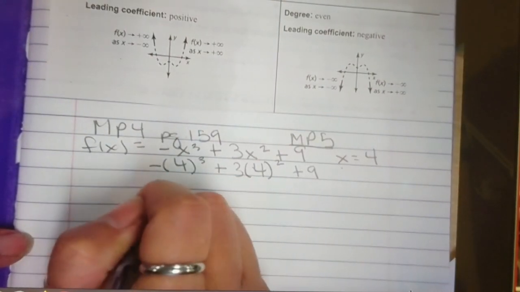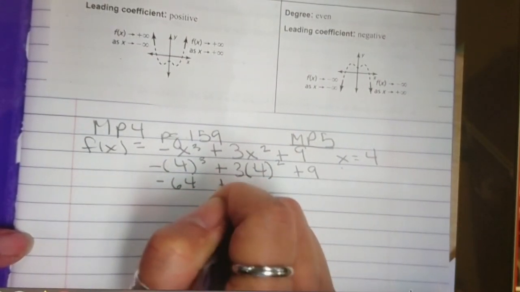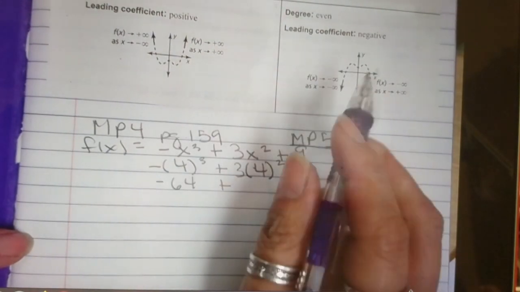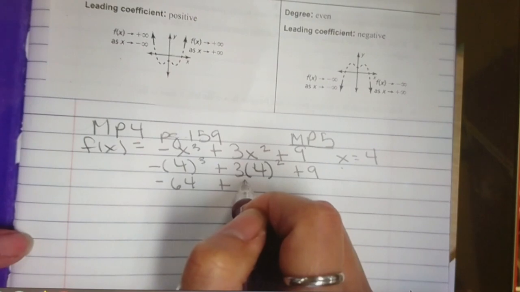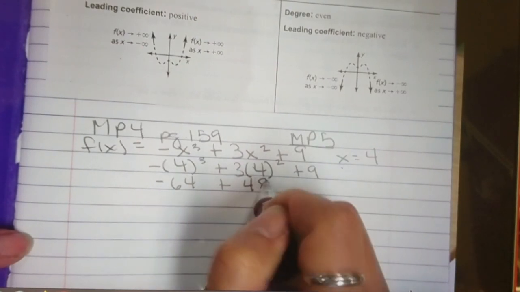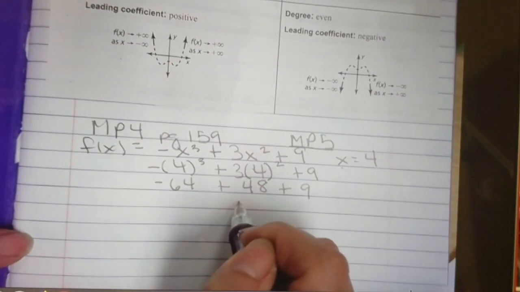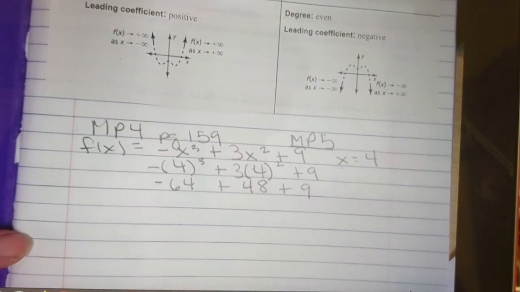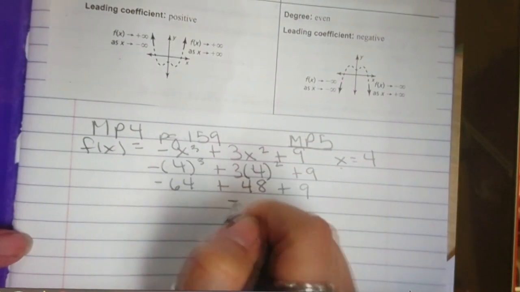64, and then there's a negative in front, negative 64, plus 4 squared is 16 times 3. 48 plus 9. Add that all together, what do you get? Not 121. What do we get? Negative 7. Yes.